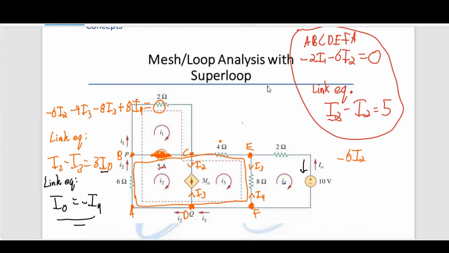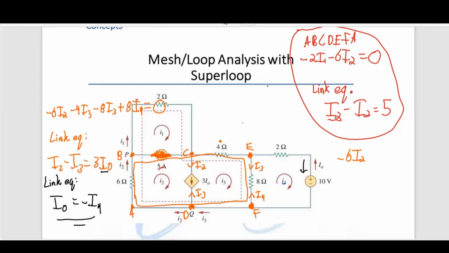All right, so check the questions. All right, nice. So that is how you treat that super loop. Just keep your mind on it. We're gonna do more questions, but just remember, a super loop occurs when you have a current source in between two loops. All right, let's keep your mind on that.